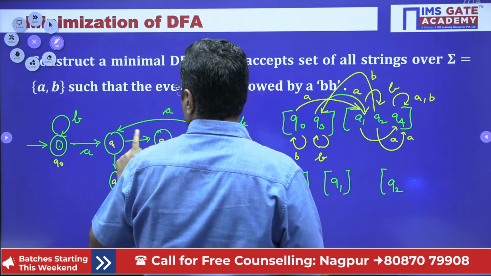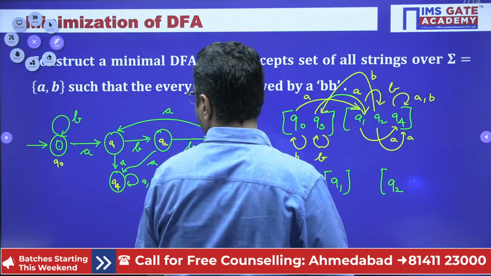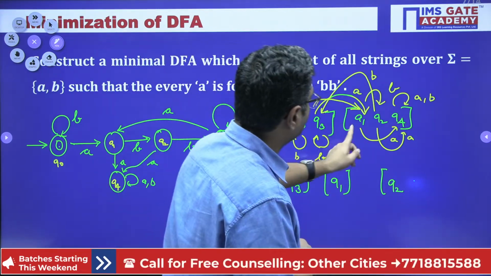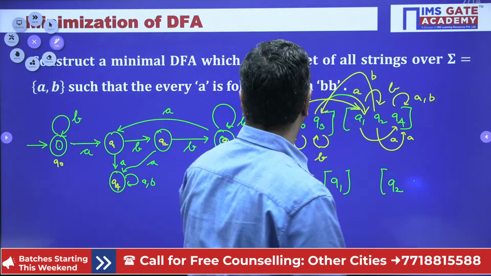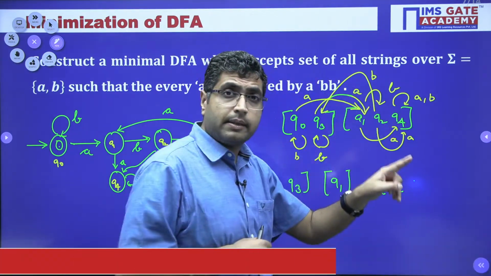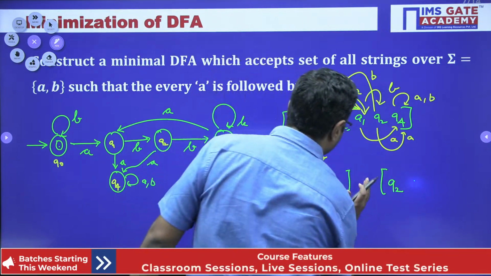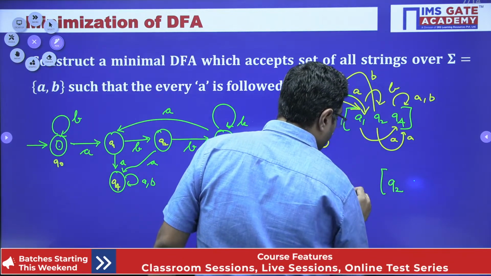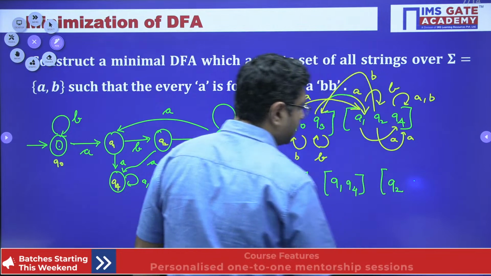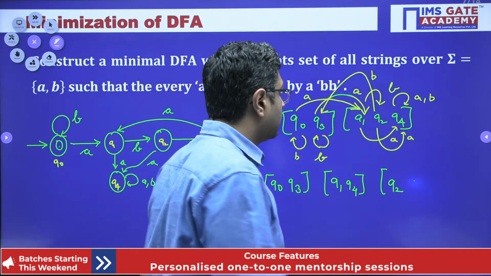Now, Q1 on B goes to Q2, that is this same set. Q4 on B also remains on Q4, which is the same set. So Q1 and Q4 are having the similar set behavior instead of Q2 and Q4. So Q1 and Q4 will have the same set behavior. Right? Now let's check for this one.